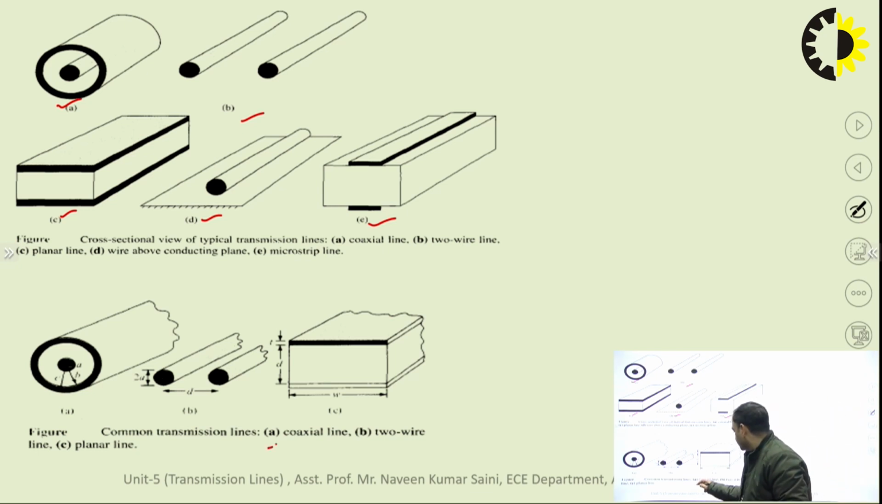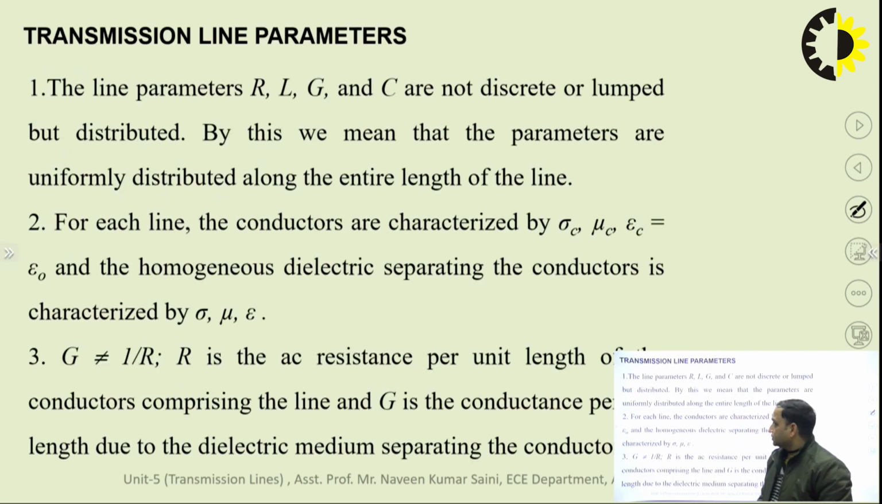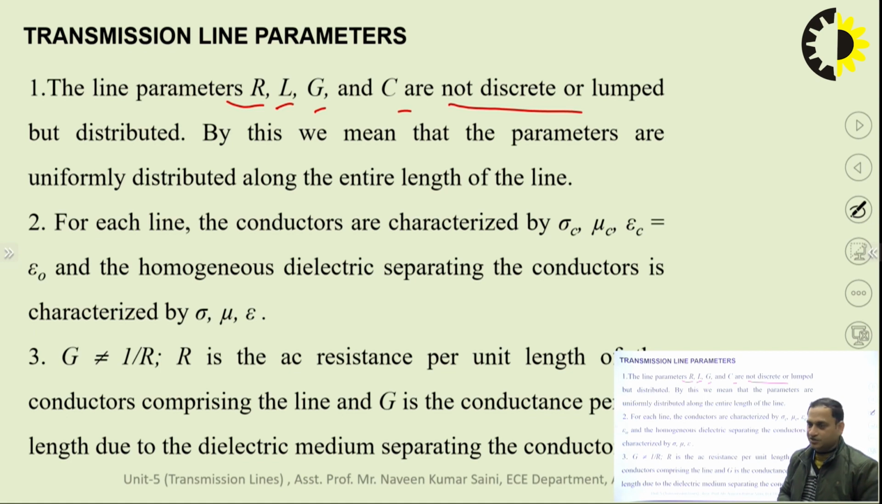The coaxial transmission line, two-wire and planar line are the conventional usable transmission lines in today's scenario. Now, the transmission line parameters. What are they? First is R, resistance per unit length. Second is L, inductance per unit length. Then G, conductance per unit length, and C, capacitance per unit length. These are not discrete or lumped, but distributed in nature. By this we mean that the parameters are uniformly distributed along the entire length of the line.